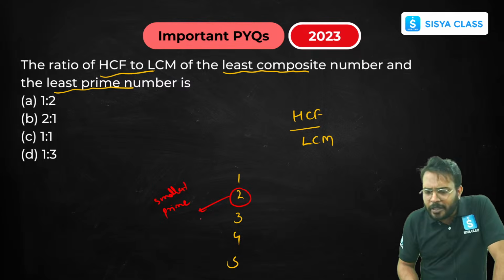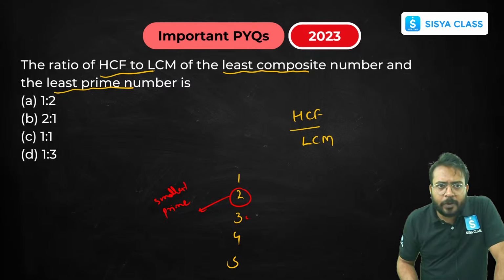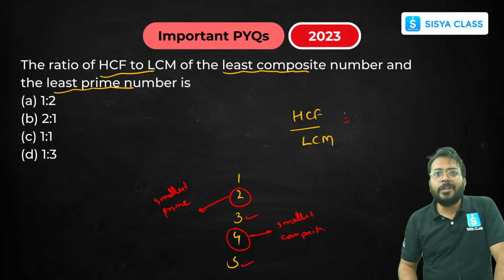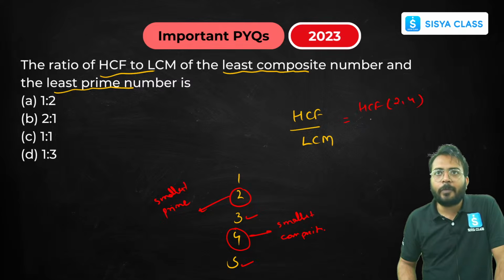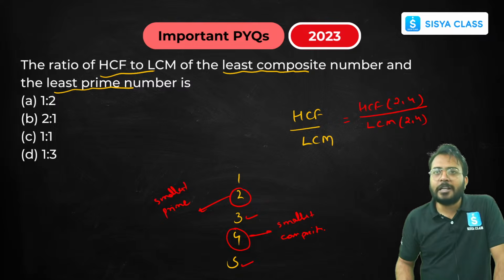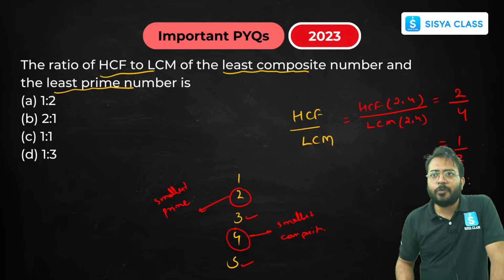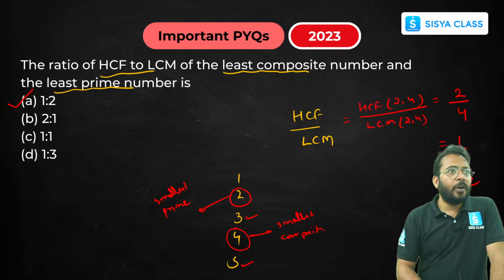And what is the smallest composite number? 3 is also a prime number. 5 is also a prime number. 4 is the smallest composite number, right? So I need to find the HCF of 2 and 4, and the LCM of 2 and 4. The HCF of 2 and 4 is going to be 2, and the LCM of 2 and 4 is going to be 4, and the ratio is going to be 1 by 2, that is 1:2.